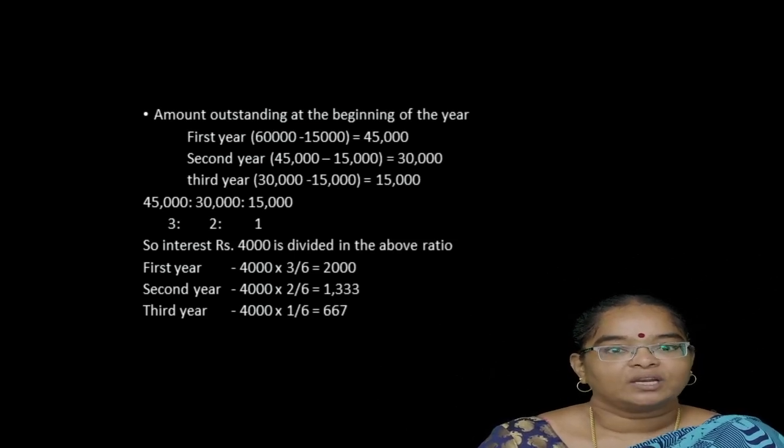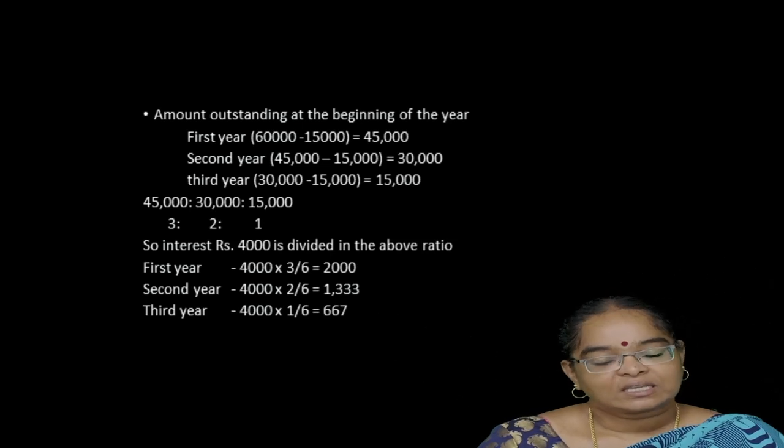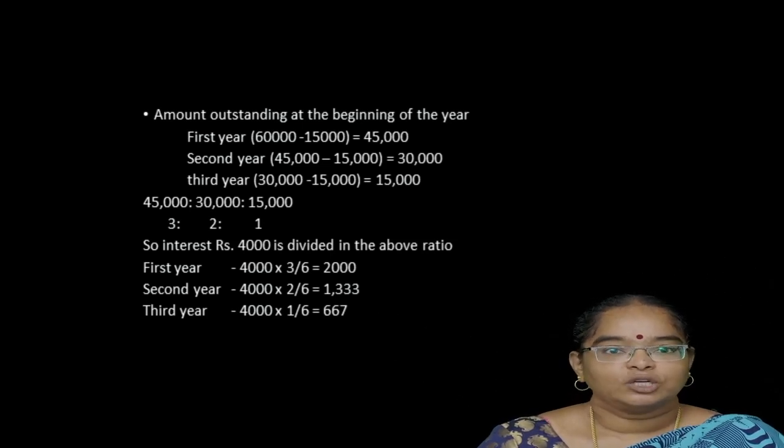So I compute the ratio for interest computation. We already computed the total interest is 4,000. So 4,000 into 3 by 6 is the first year interest. Second year interest, 4,000 into 2 by 6. Third year, 4,000 into 1 by 6. So the interest included in the first installment is rupees 2,000. The interest included in the second installment is rupees 1,333, and the interest included in the third installment is 667.